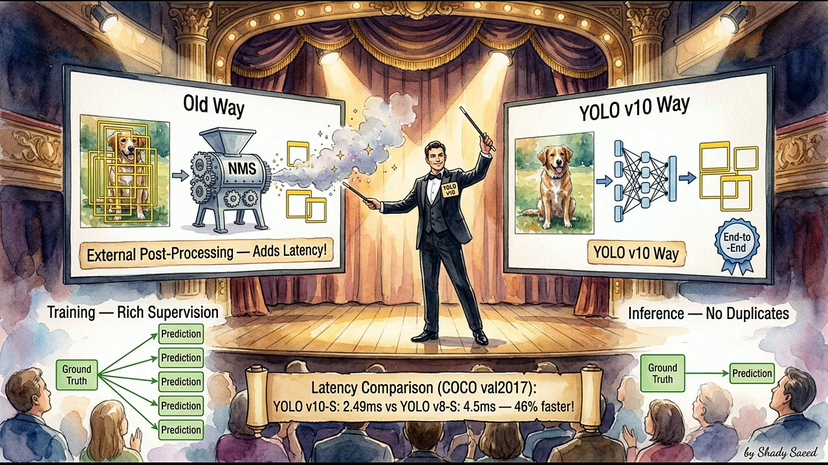YOLO v10 in 2024 from Tsinghua University eliminated NMS entirely. The trick: dual assignment heads. During training, a one-to-many head matches each object to multiple predictions for rich gradient signal. During inference, a one-to-one head matches each object to exactly one prediction, clean output, no duplicates, no post-processing. The NMS grinder is gone. End-to-end detection is here.